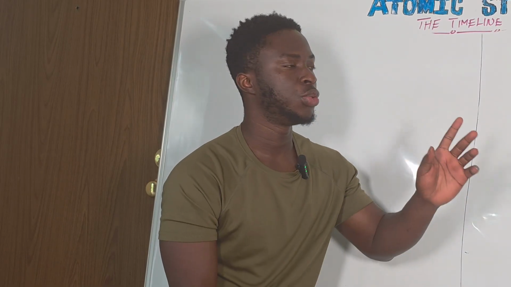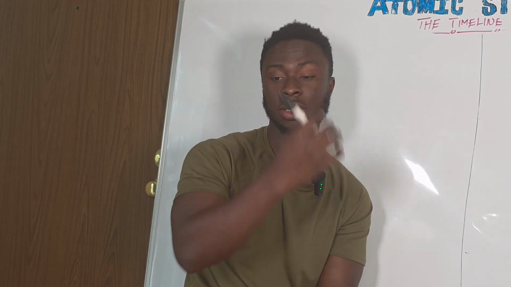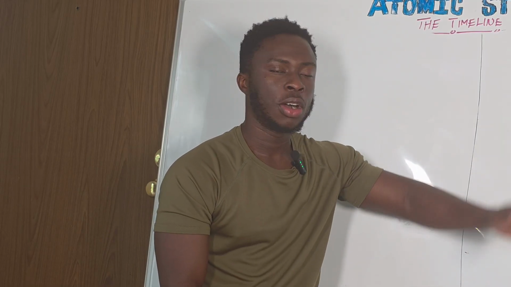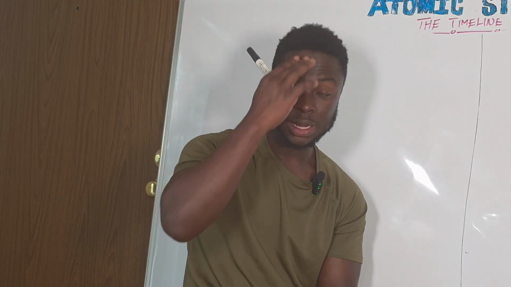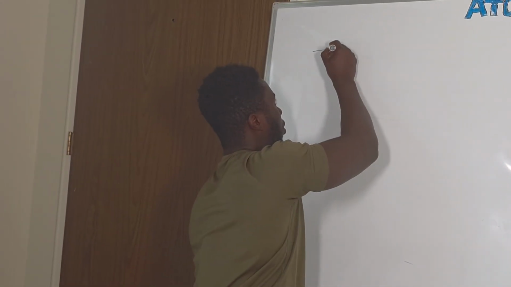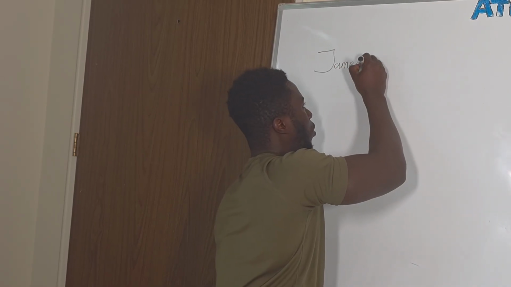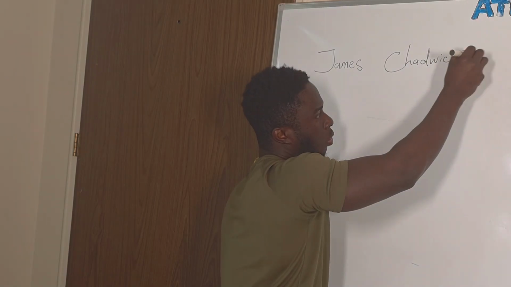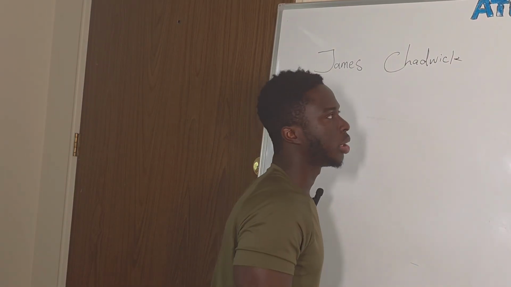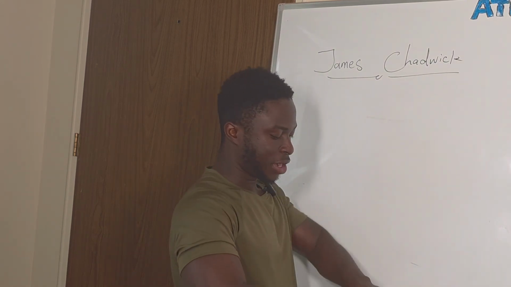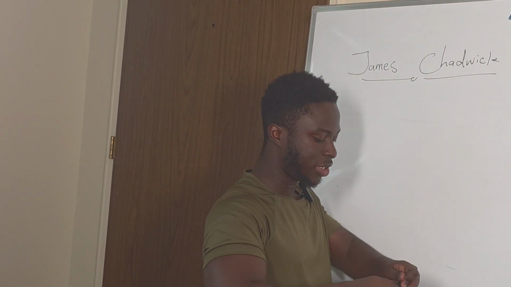So after Ernest Rutherford and J.J. Thomson had worked on the discovery of the electron and improving on the atomic structure, a student of Ernest Rutherford by the name James Chadwick came along. Now, James Chadwick was a student to Rutherford, but after Rutherford's experiment, he observed something.